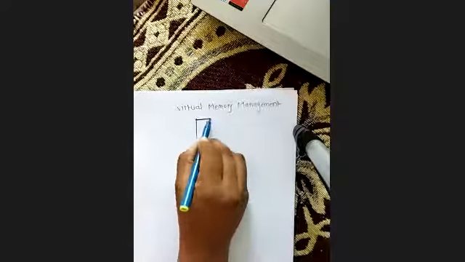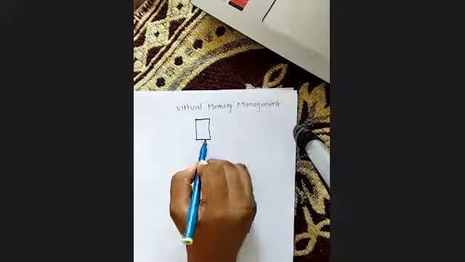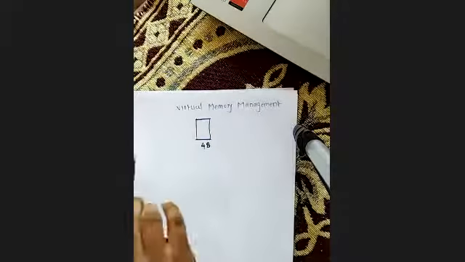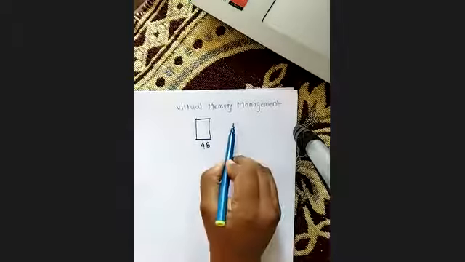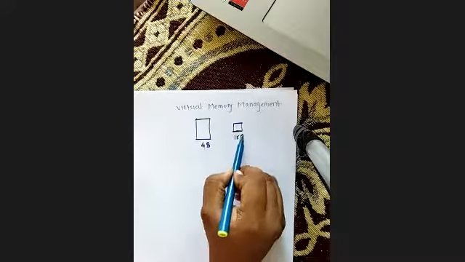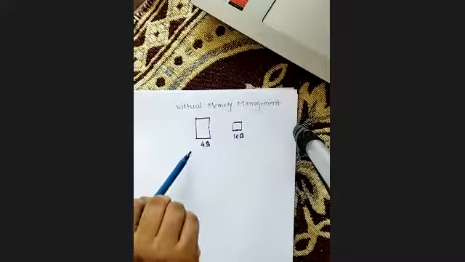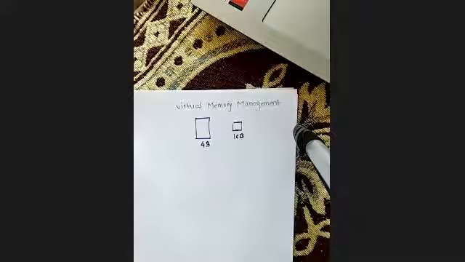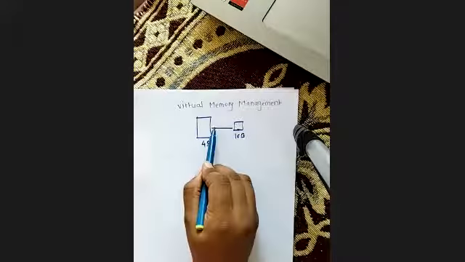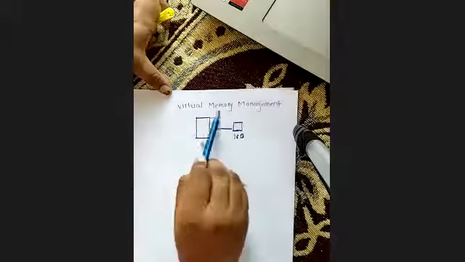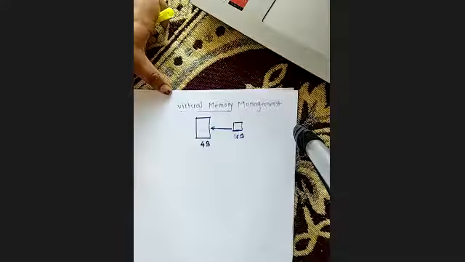Even if our RAM size is smaller, suppose this is our RAM, and for example I take a small size, suppose 4 bytes, and one of my processes is of 16 bytes. Since my RAM is smaller than my process, how can I entirely keep this process in my RAM? It is actually not possible, right?